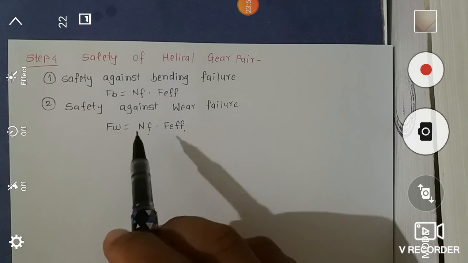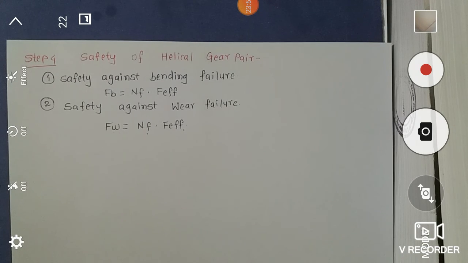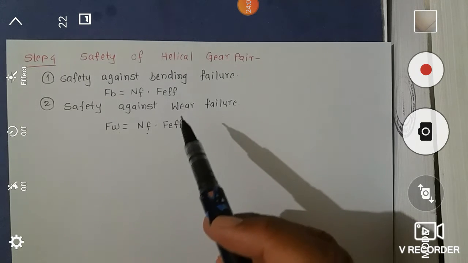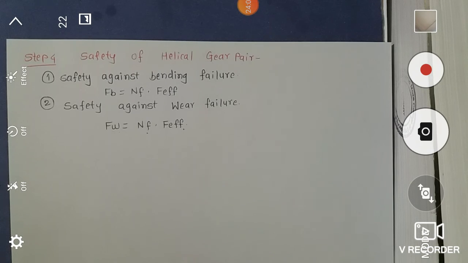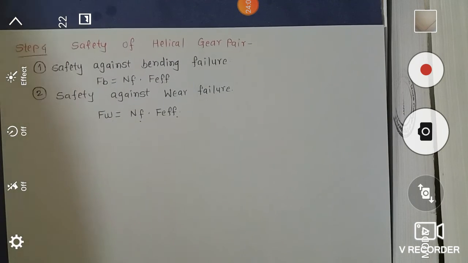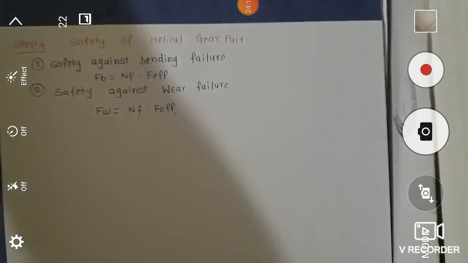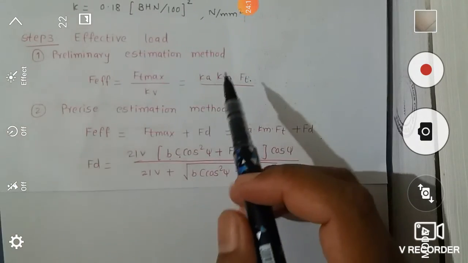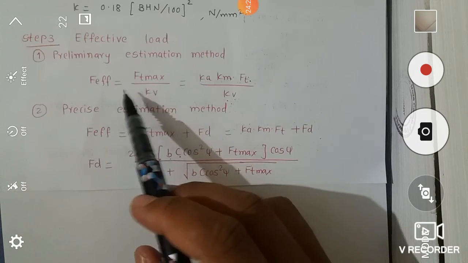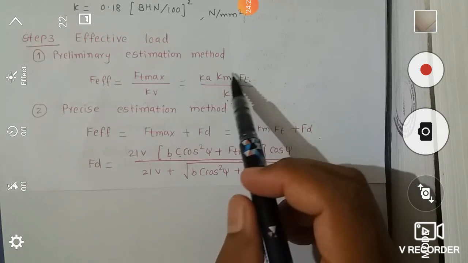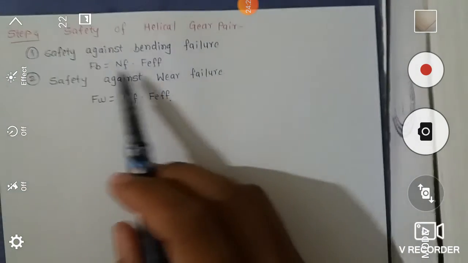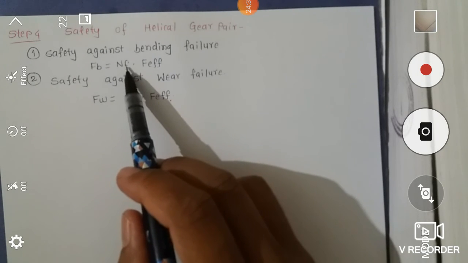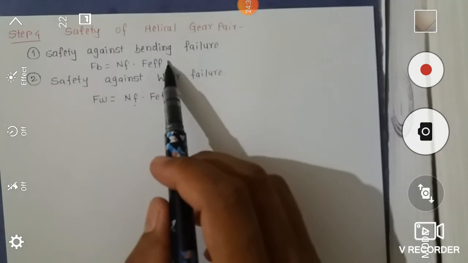If your factor of safety is greater, then your design is safe, and then stop your calculation. And if the factor of safety is less than the available factor of safety, then you move to a second trial and increase the module value, and again calculate all the dimensions. How to calculate that module value depends on the preliminary estimation method. Here F effective, we substitute these terms in terms of module, and we use the same formula. So FB is in terms of module, F effective in terms of module, and the available factor of safety we substitute here, and by using this equation we get the module value.